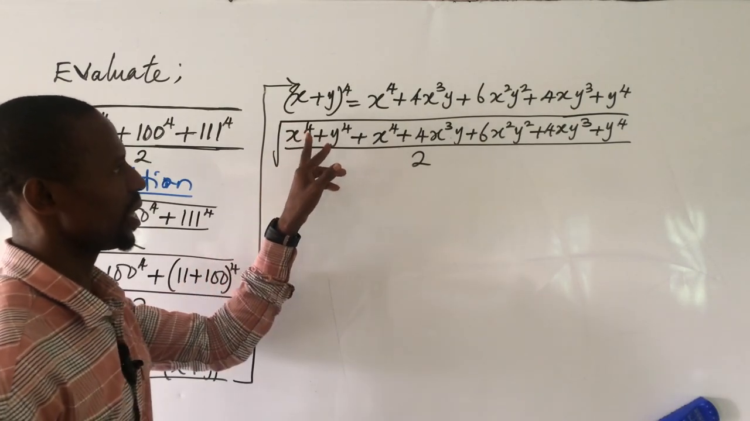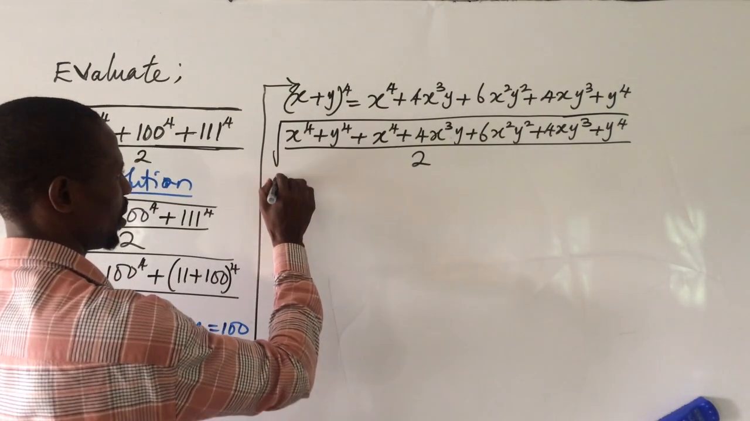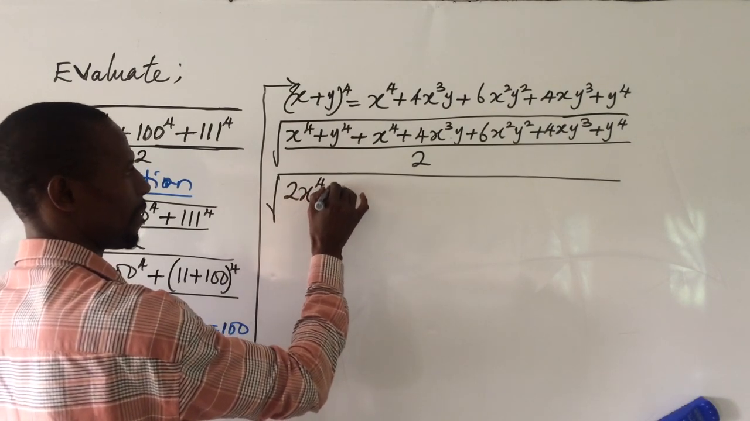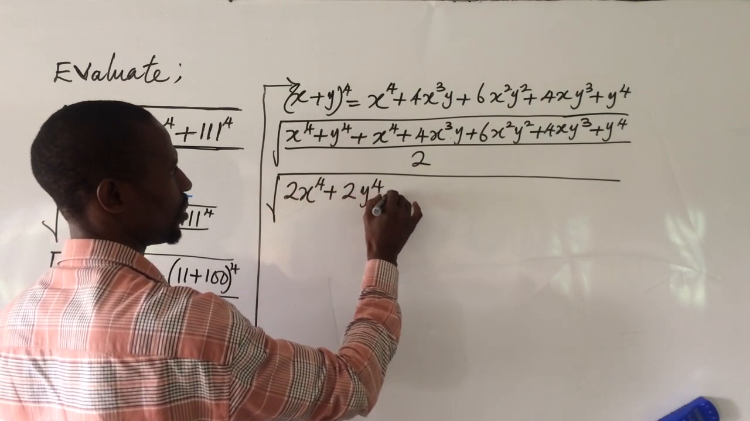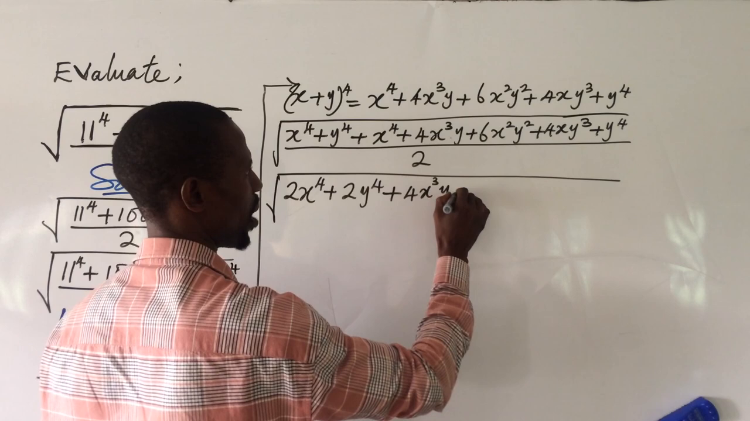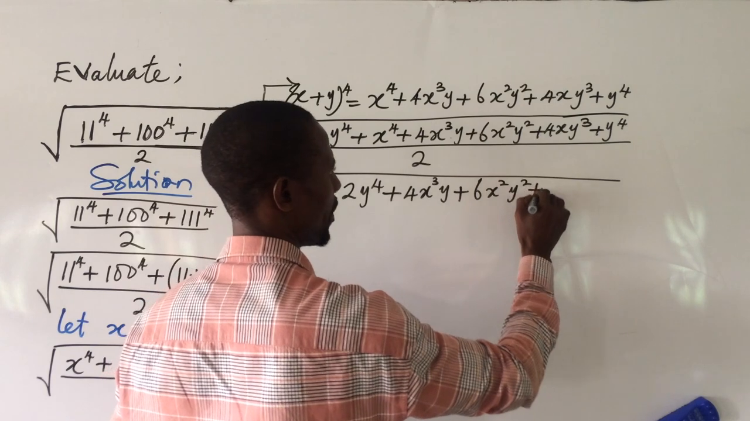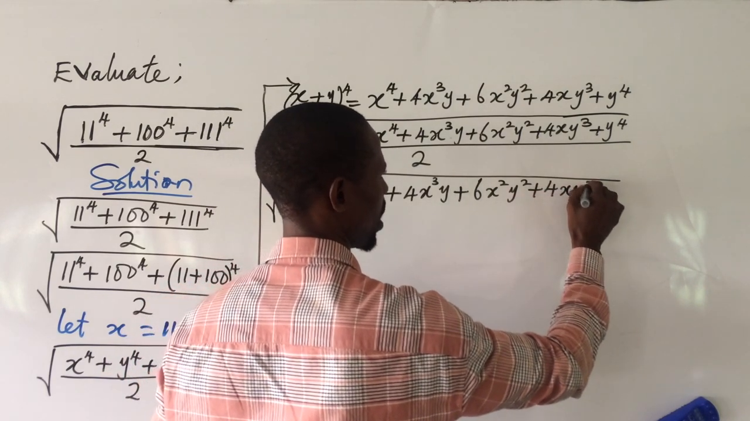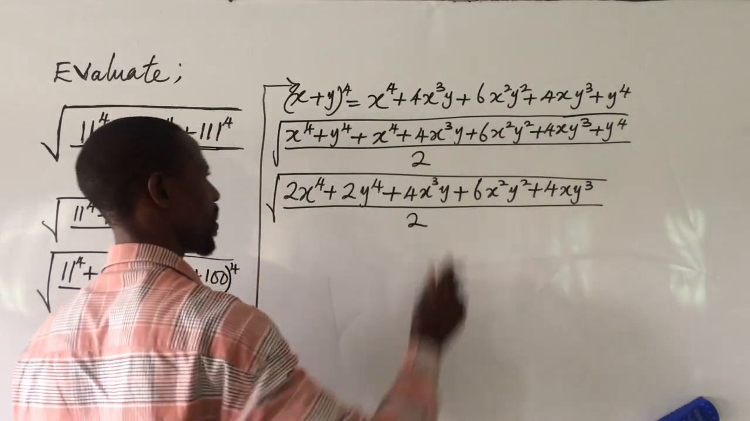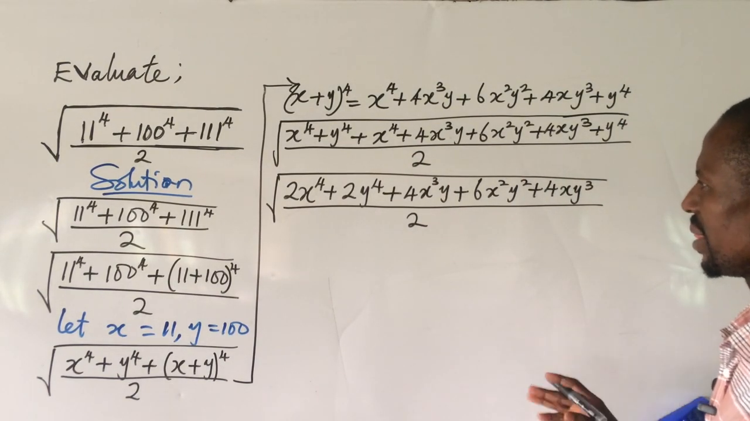We are having x to the power of 4 here, and x to the power of 4. Y to the power of 4, and y to the power of 4. So if we go ahead to add these up, we are going to have 2x to the power of 4 plus 2y to the power of 4 plus 4x to the power of 3 y plus 6x squared y squared plus 4x y to the power of 3, then everything all over 2. All right, so let's go on again. We now look at this carefully.